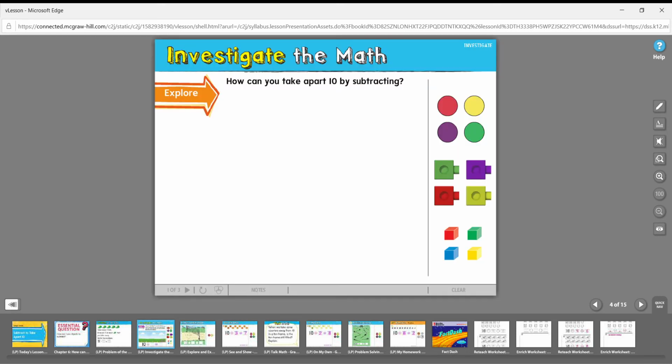Now, how can you take apart 10 by subtracting? Well, let's start with something over here. We can do a little movement around with that. 1, 2, 3, 4, 5. I'm going to do them like a 10 frame. 6, 7, 8, 9, 10. Can you tell me one way to take apart 10 by subtracting?